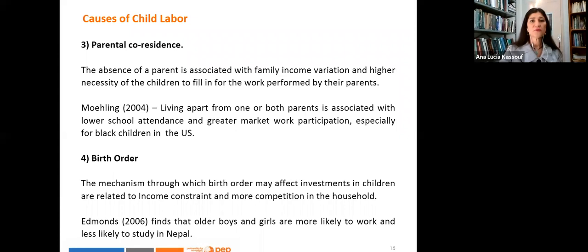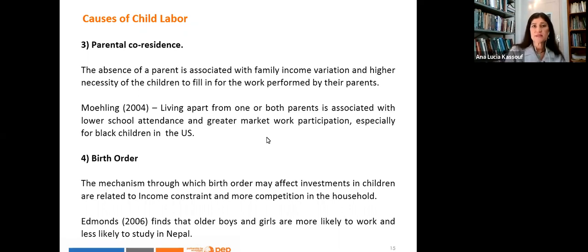Also, if you have a single mother, for example, in a household, we would see more children working because usually they have to fill the work of the other parent, income decreases, and there is a lot of family income variation and a higher necessity of child labor. There is a paper in the US by Mohelin showing that living apart from one or both parents was associated with lower school attendance and greater market work participation.